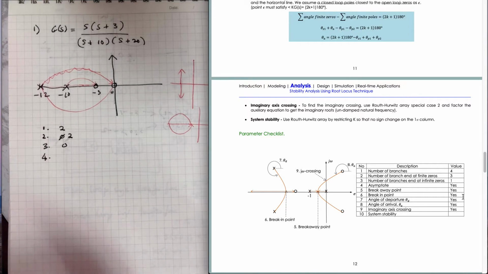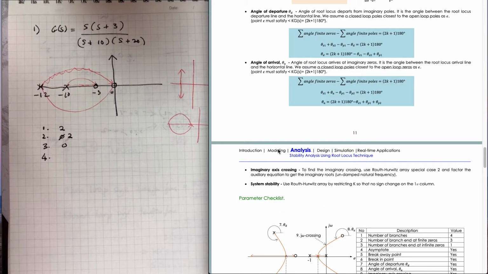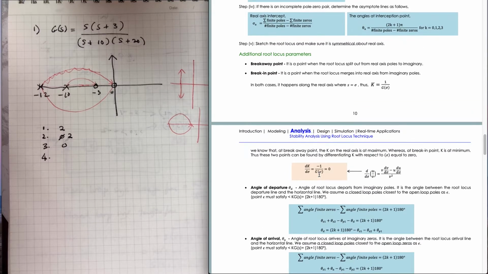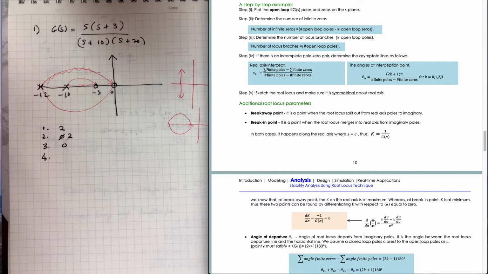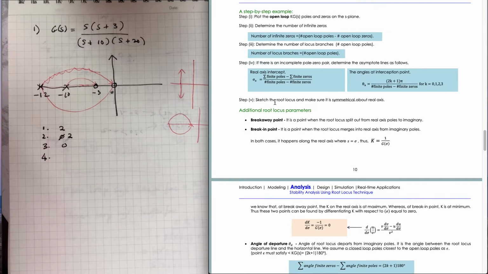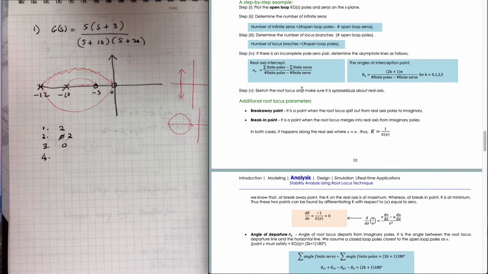So in this case, we need to find the asymptote. This is the formula of asymptotes: the total of finite poles minus the total of finite zeros, divided by the number of finite poles minus the number of finite zeros.